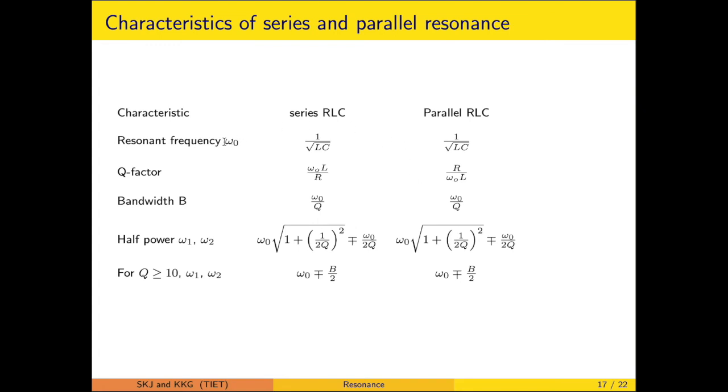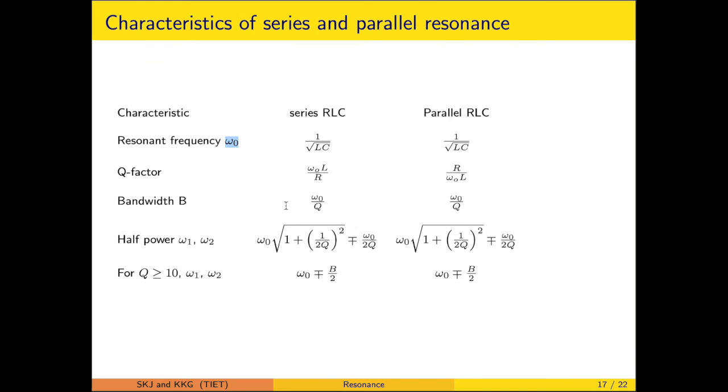We have calculated the resonant frequency for both. It has the same numerical expression, 1 upon root LC, for both series and parallel. The quality factor, which we defined for the series as VL upon VR, results in omega 0 L upon R, whereas for parallel it is IL upon IR, which results in R upon omega 0 L. So there is an inverse relationship between the quality factors.